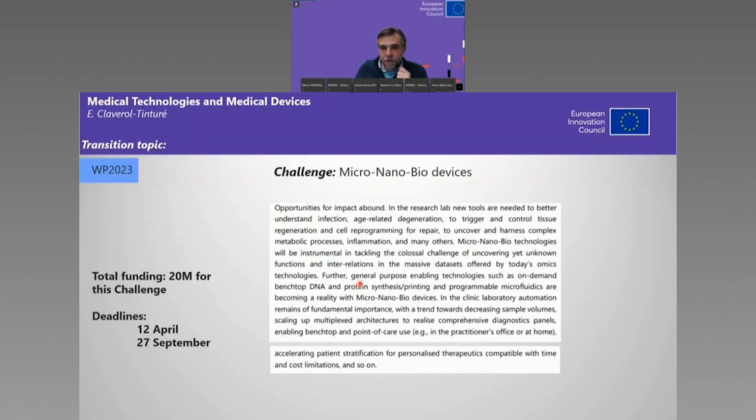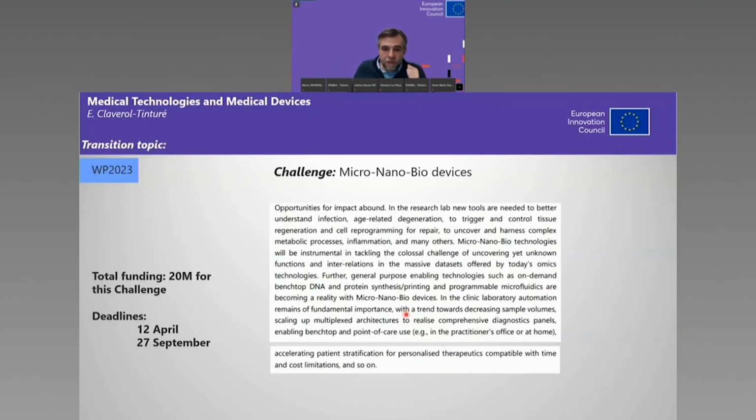So general purpose enabling technologies such as on-demand benchtop DNA or protein synthesis printing, programmable microfluidics are becoming a reality. Now, in the clinic, and that's the other area we also want to mention, we are open to, in the clinic, lab automation remains of fundamental importance. So here, the potential user could be a clinician. It could be a lab in the clinical setting. It doesn't have to be a researcher in academia or a research center. It could be a clinic.